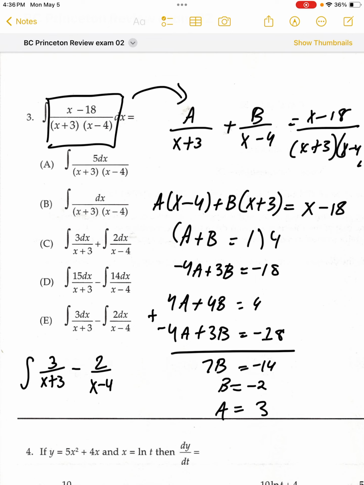dx, right, and which option does that match? That matches option E. And we're done with that question, so let's move on.